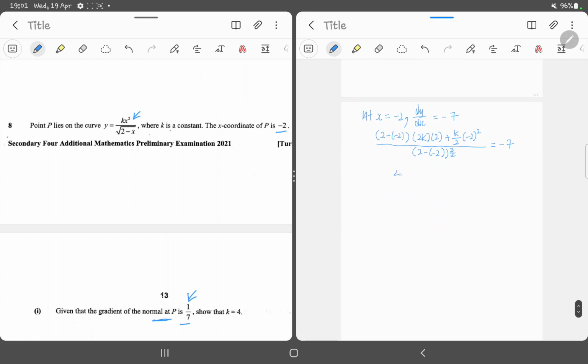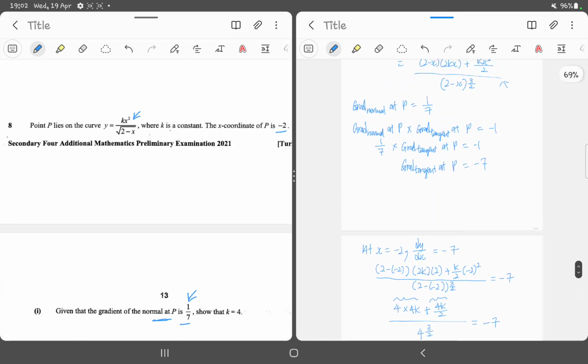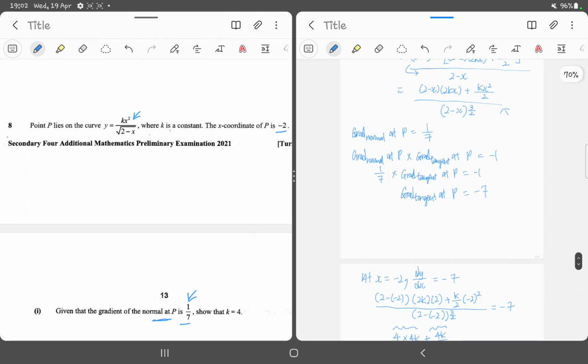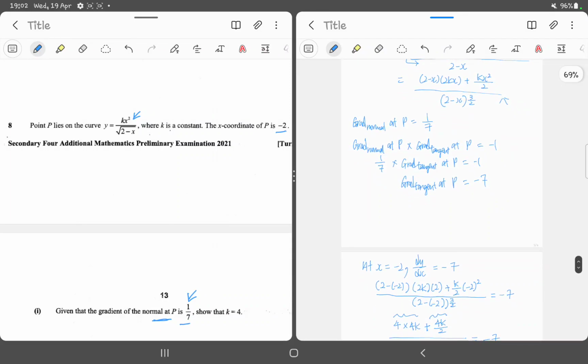So this over here is 4 times 4k plus 4k over 2. So this whole thing divided by 4 to the power of 3 over 2 equals minus 7. So the numerator evaluates to 16k plus 2k. Okay, so let's see. Sorry, give me a while. That is 2kx, 2 minus x. Yup. Okay. Let me see the working.